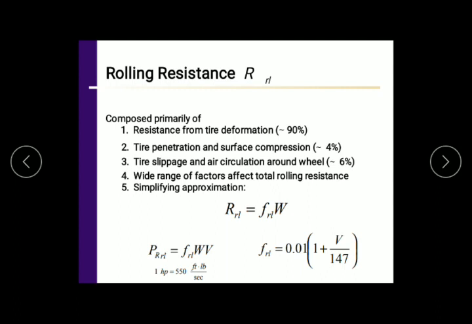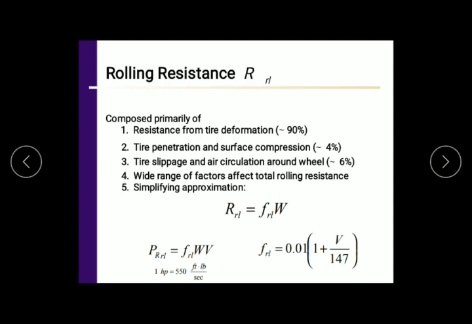Basically, resistance from the tire deformation contributes around 90% of the rolling resistance. Then the tire penetration and the surface compression contribute 4% of the total rolling resistance. Tire slippage and the air circulation around the wheel contribute 6% of the total rolling resistance.